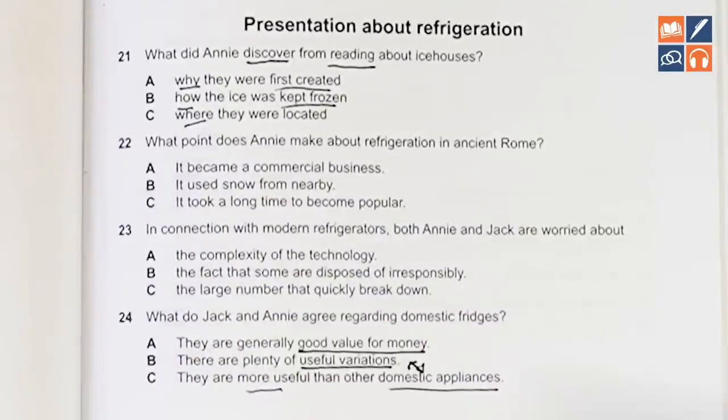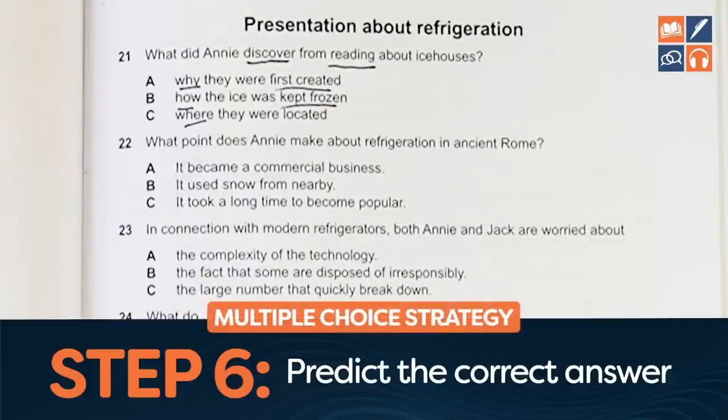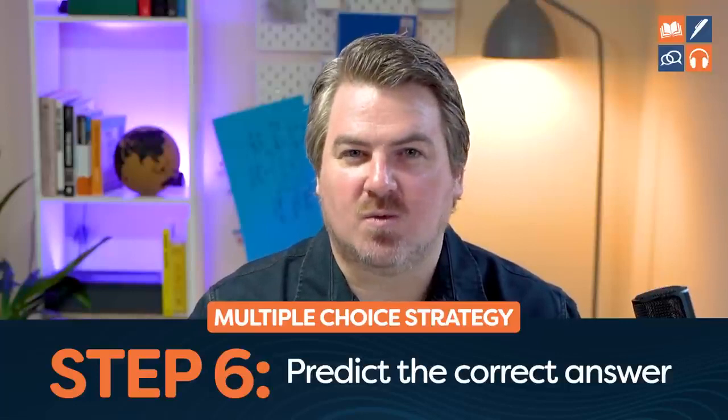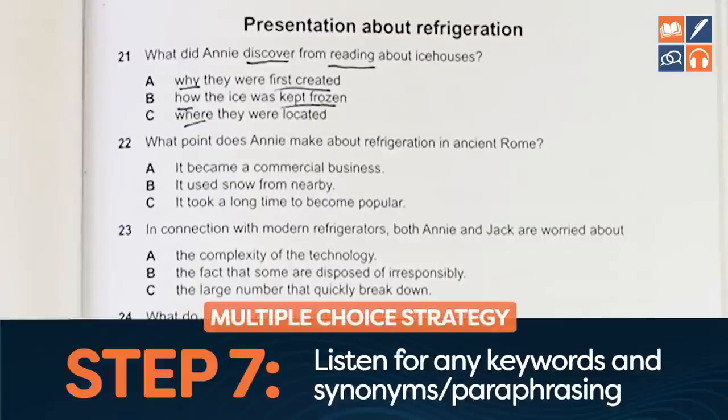Then the next one, if you can, predict the correct answer. This is a little bit difficult for multiple choice questions, so I wouldn't try and do this too much because often the 3 answers are very, very possible. But if you have time, try and make predictions, but if you can't predict anything, don't worry too much about it. Now the listening is going to start.